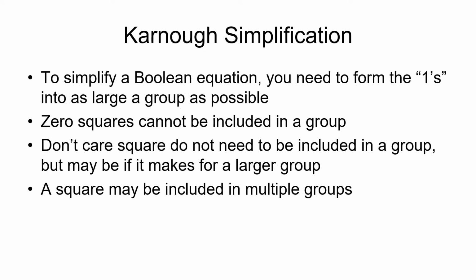Now, when you have a D or a don't care, you may group those in the groups, or you may omit them. It doesn't matter if you include them or not, but if you can make a bigger group of ones by including the don't cares, then do it. It will make the equation simpler. Note that the ones or the don't cares may be included in multiple groups. It doesn't matter if they're multiply true, as long as everything is covered at least once.